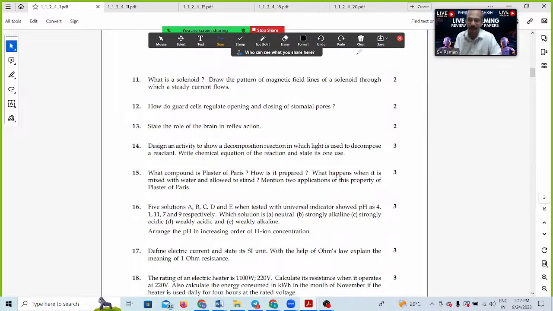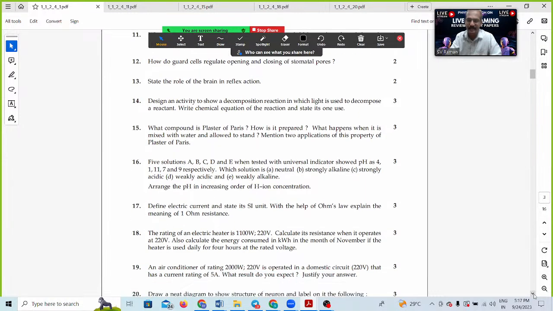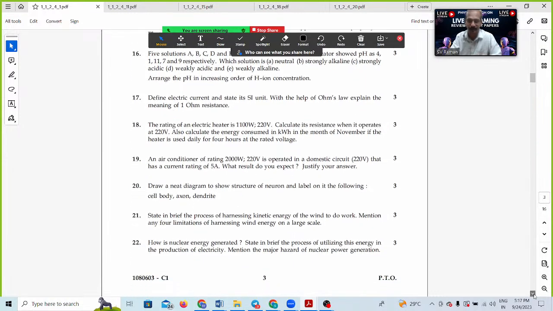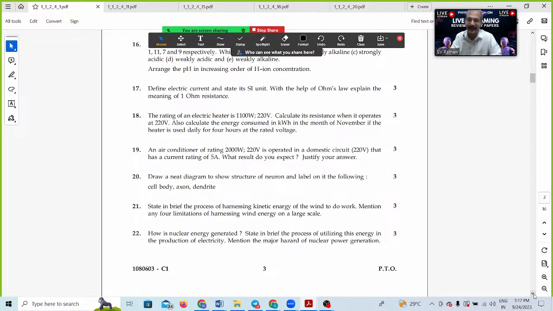Next question. Only physics we are solving from the old papers. So the next question will be the 17th question, a 3 marks question. Define electric current and state its SI unit. With the help of Ohm's law, explain the meaning of 1 ohm resistance.